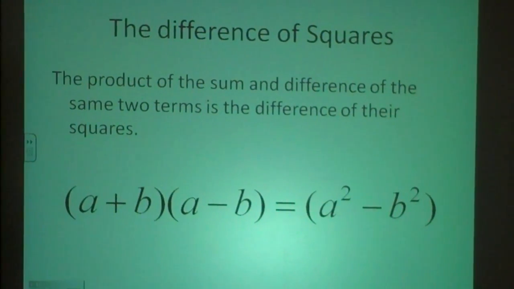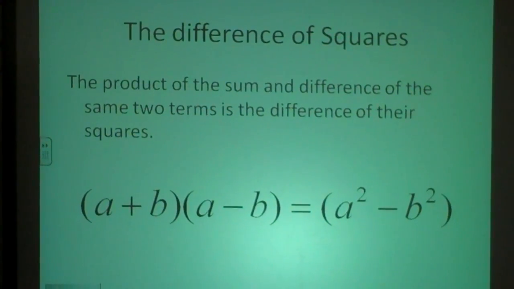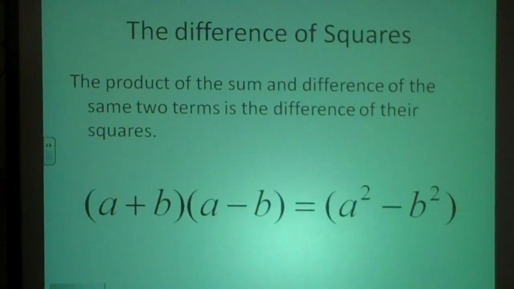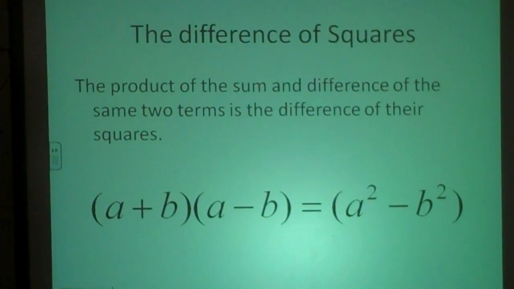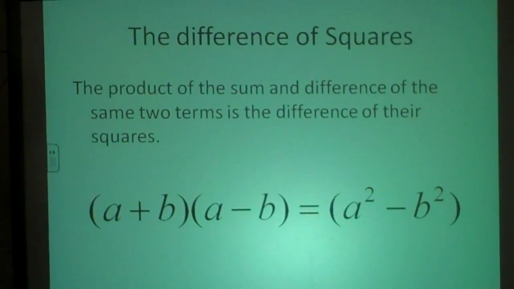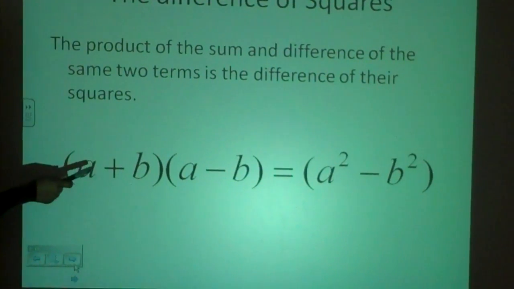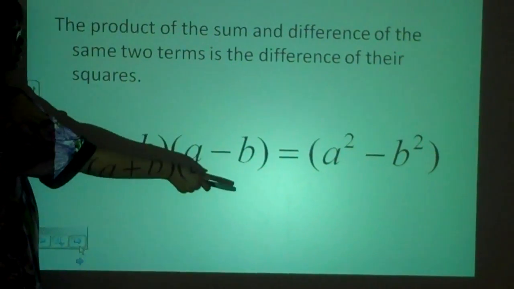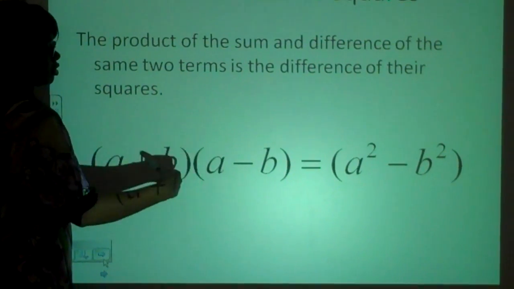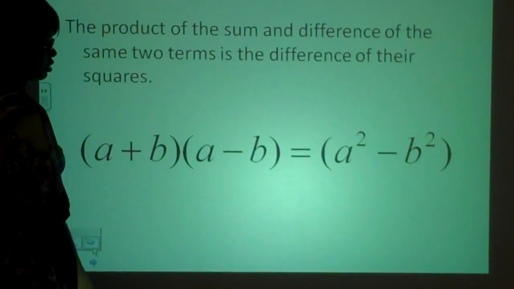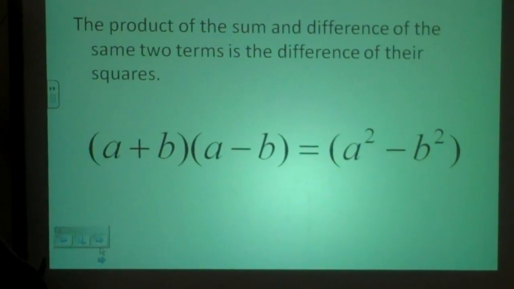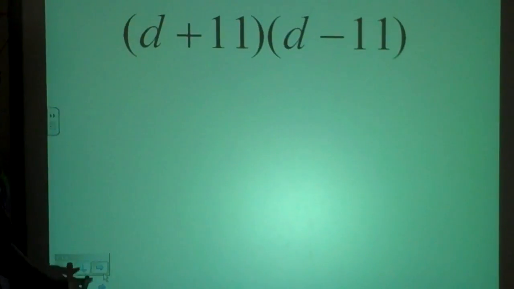Alright, the next rule in your textbook is difference of squares. What this means is the product of the sum and the difference of the same two terms is the difference of their squares. So your rule, if you have a plus b times a minus b, then when you multiply that, you get a squared minus b squared. Let's look at some examples.